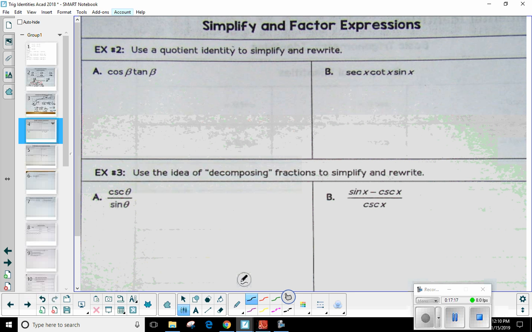So let's see. Cosine of beta times tangent of beta. Again, the variable doesn't matter. You'll notice this one's using beta. This one's using x. This one's using theta. Changes nothing. Does not change a thing. Well, let's see. The cosine, I'm going to leave that as is. Cosine of beta times. Now, it says use the quotient identity. What was the quotient identity? What's it talking about?